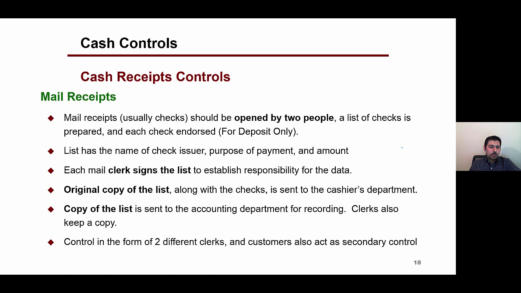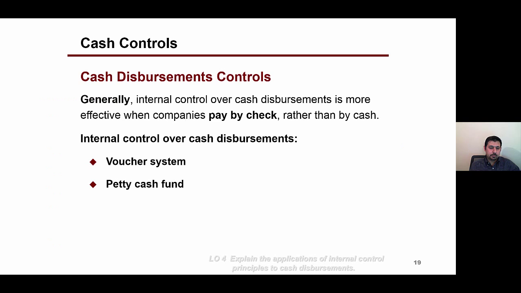Here the control is in the form of having two persons, so unless the two clerks are colluding, this is a good control. In addition to that, the customers themselves would act as a secondary control, because if the customers do not see that their debt has decreased by the amount that they paid, they will contact the company and complain about that issue, at which point it can be traced back to those employees. Now that was with regards to cash receipts.